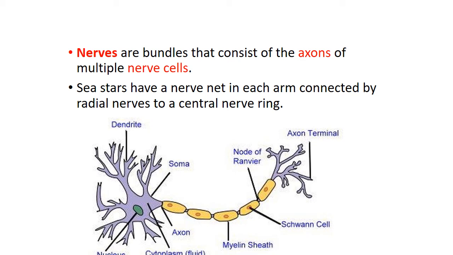If you have a look at the neuron, that's the structural unit of the nerve. You can see that there is a cell body and there is an axon, and the axon is covered with a myelin sheath, and at the end, there is an axon terminal. This is mainly responsible for the transportation of the impulses.